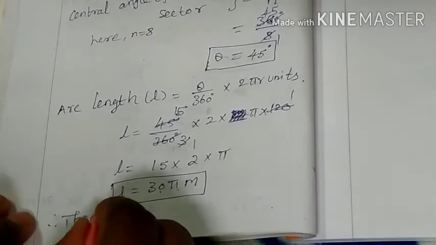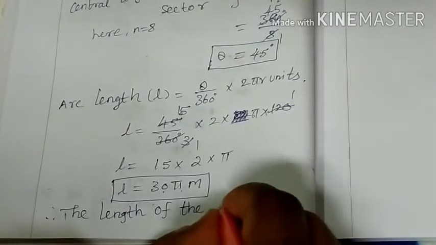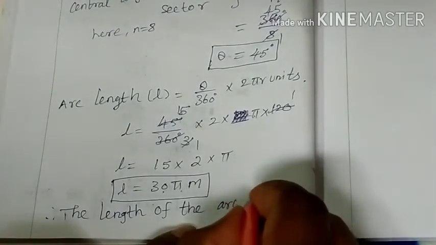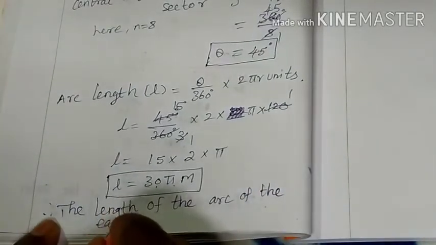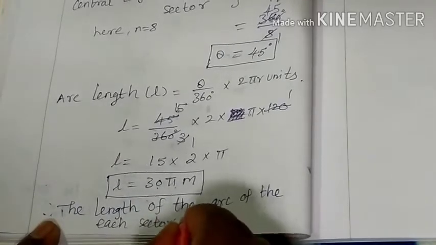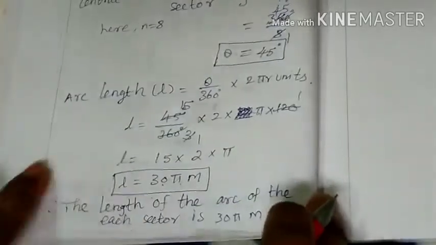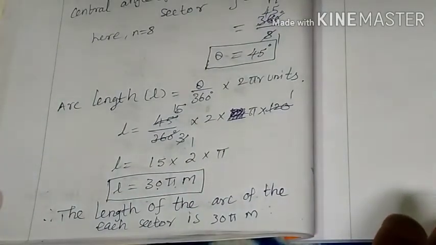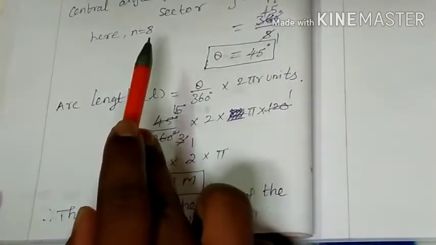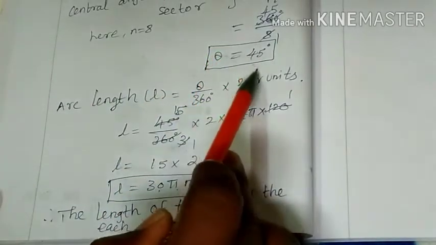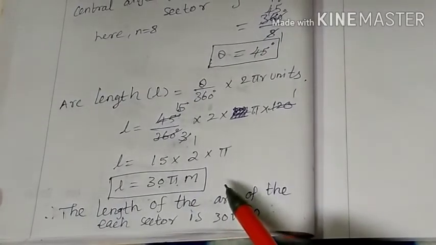Therefore, the length of the arc of each sector is 30 pi meter. That's all. This is your answer. Have you understood? This is your 7th question. Here theta and r are not given directly, so first find the theta value, then using the formula we get the answer. It's logical thinking.